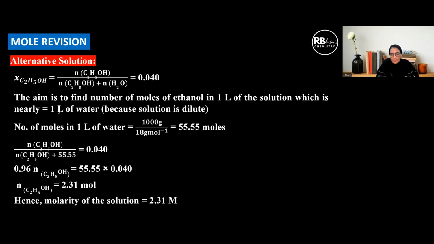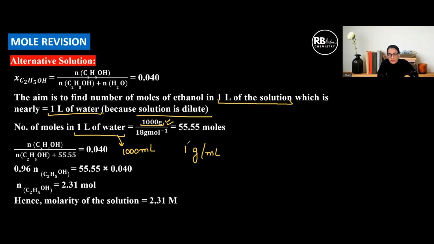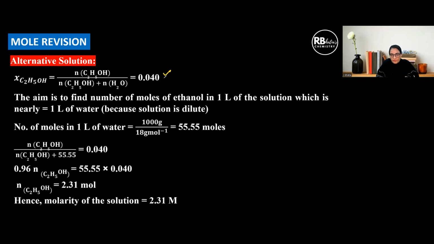We are assuming 1 liter of solution to be the same as 1 liter of water because the solution is dilute. And since the density of water is 1, 1 liter of water is also equal to 1000 ml of water. And 1000 ml of water means 1000 grams, since density is 1 gram per ml. So 1000 gram divided by the molecular mass 18 grams, we get these many moles of water. I repeat, this is the mole fraction given to us.